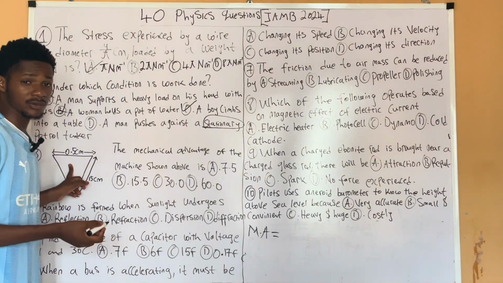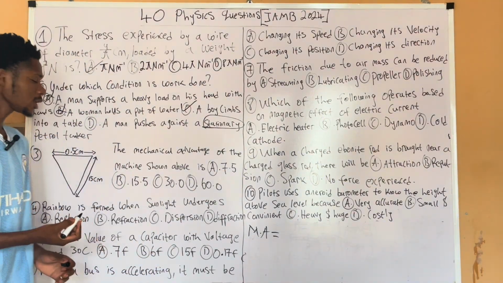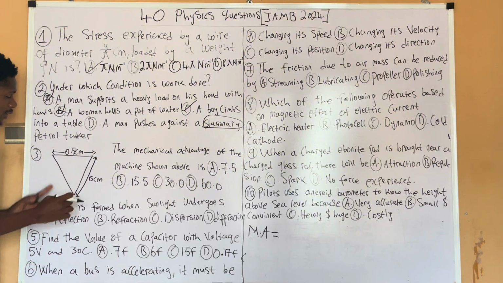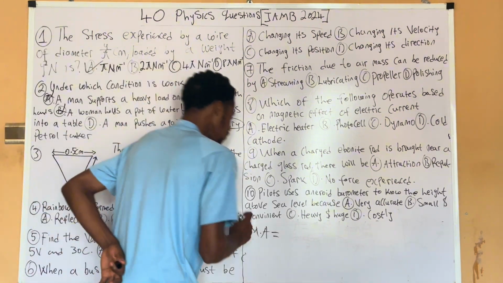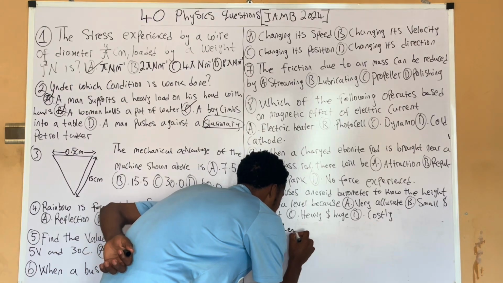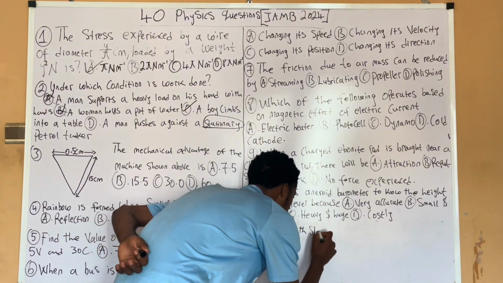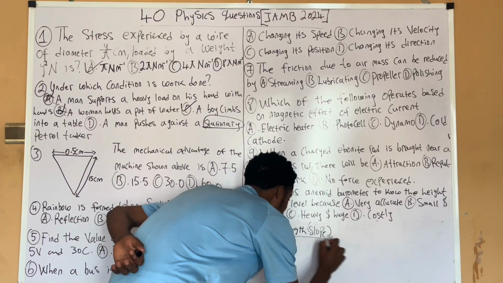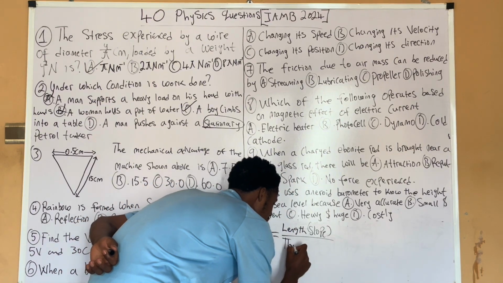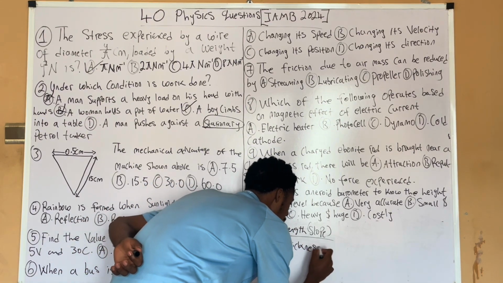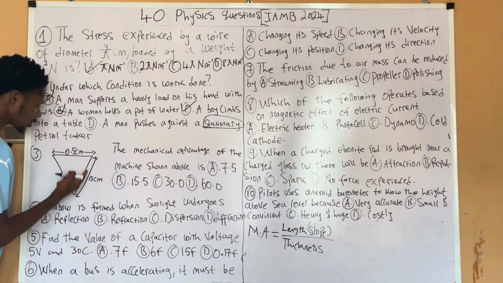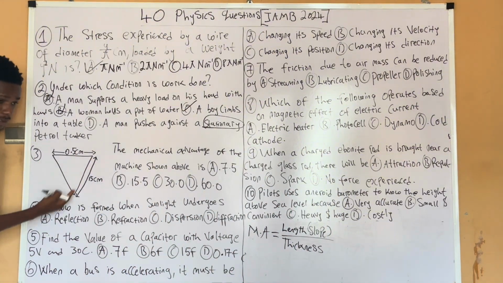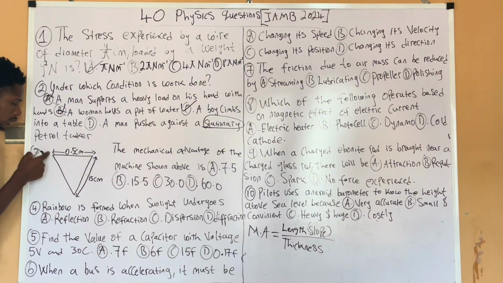We do know that generally mechanical advantage is load over effort. But for a wedge, the mechanical advantage is the length of the slope divided by the thickness of the wedge. The length of the slope is simply the slant length we are seeing. That is why it says length of slope. And the thickness is simply the thickness of the wedge, that is the distance from one end to the other.